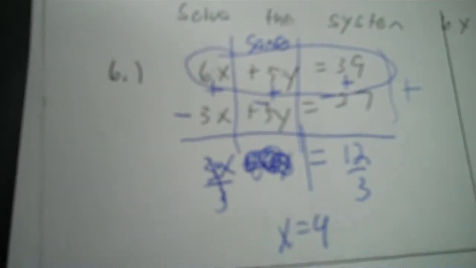So get rid of your 0y. You don't have that anymore. And then you just divide each side by 3. x equals 4. So your x value is 4. Now to solve for y, I would just go with your top equation. I'd write 6x plus 5y equals 39. Then x equals 4.